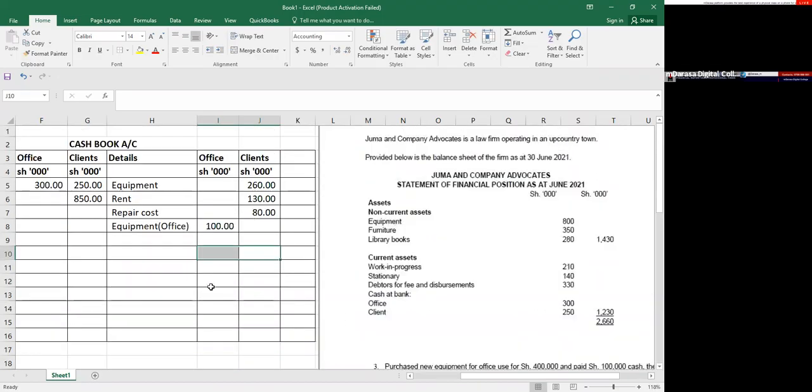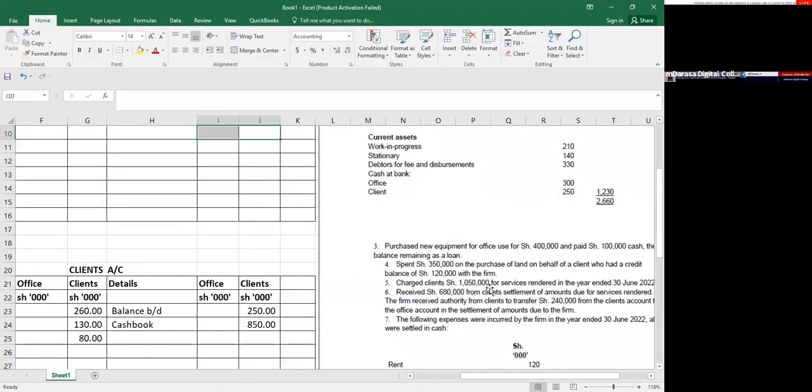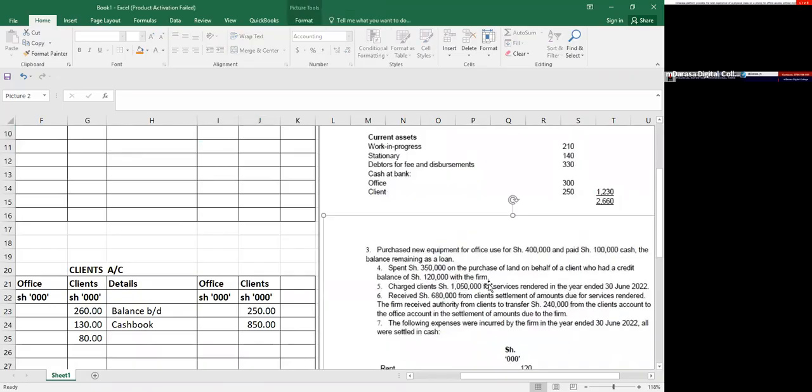Okay. Now, after that case, we proceed to the next note. Note number 4. Spend 350 on the purchase of land on behalf of a client who had a credit balance of 120 with the firm. So I'm purchasing a land which had a total cost of 350.